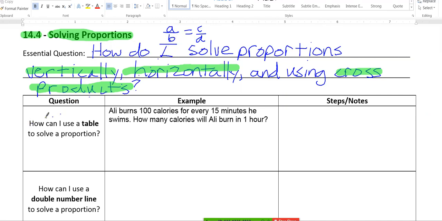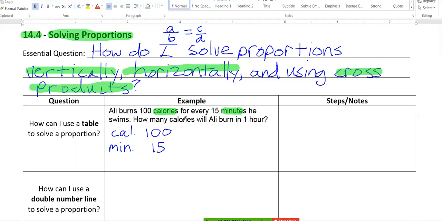So first, how can I use a table to solve a proportion? Ali burns 100 calories for every 15 minutes he swims. How many calories will Ali burn in 1 hour? Hopefully you see there are how many units here? Calories and minutes. And so what we're going to do is make a table where we have calories in the top, I was going to say numerator, and then I have minutes in the denominator. I think we've discussed this. Time is usually in the denominator or the bottom. 100 calories in 15 minutes.